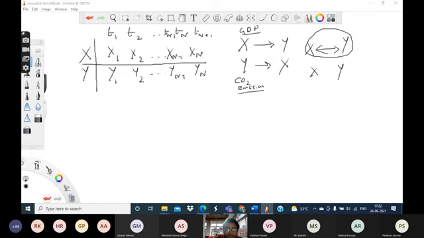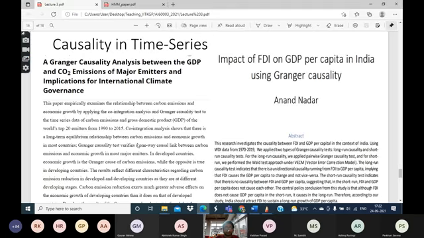Now, what this research is trying to do is understand which of these two is correct. So let us see what these guys have to say. This paper empirically examines the relationship between carbon emissions and economic growth by applying the co-integration analysis and Granger causality test to the time series of carbon emissions and gross domestic product of the world's top 20 emitters from 1990 to 2015. So for the different countries in the world, we can measure how much CO2 they have emitted, and accordingly see which countries are emitting the most.